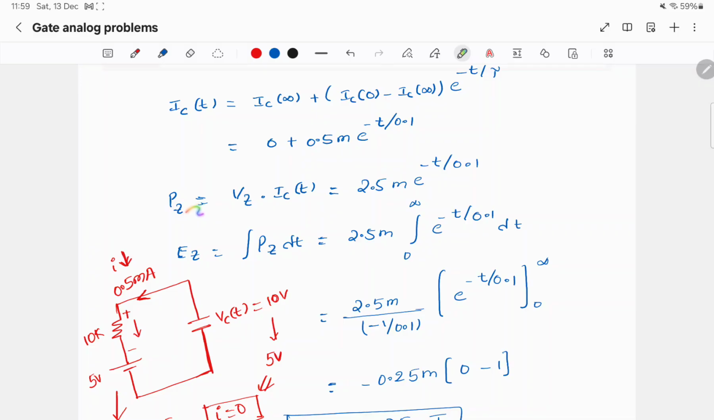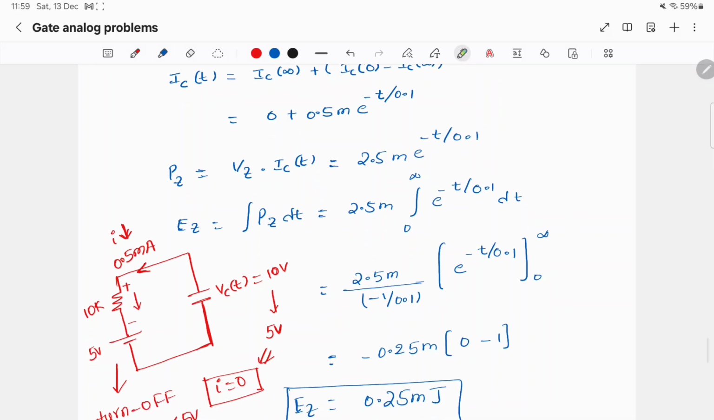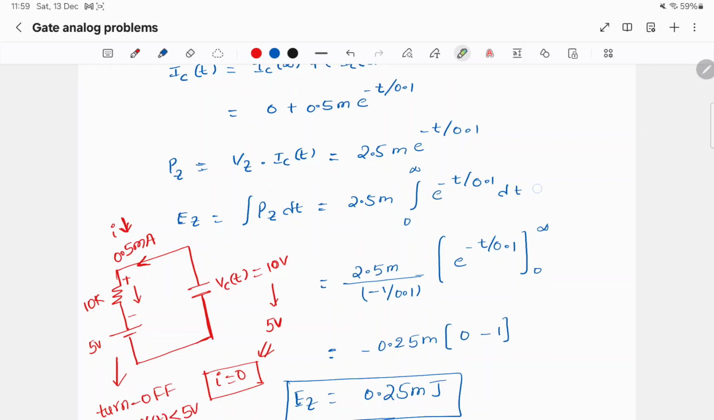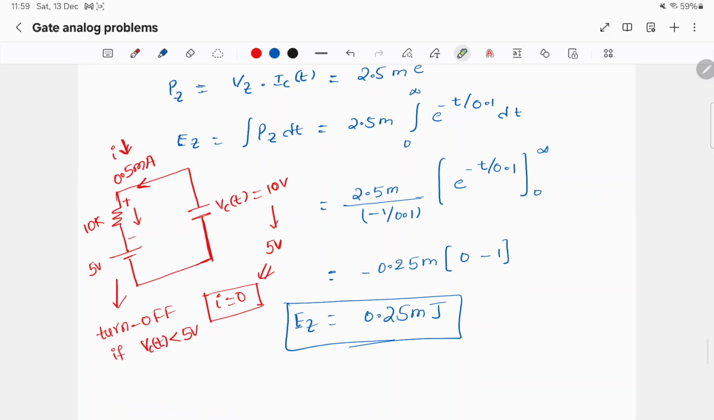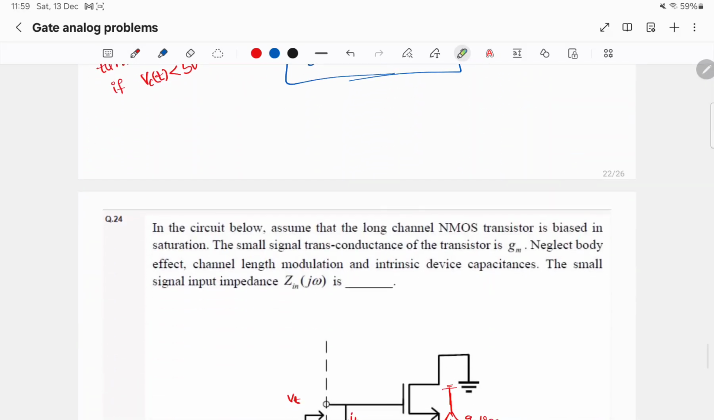The power across the zener diode is Vz into Iz of t, which is Ic of t. So it will come out to be 2.5 milli e power minus t by 0.1. Vz is 5 volts, 5 into 0.5, 2.5 milli. The energy dissipated is integral of power. So it will be 2.5 milli integral e power minus t by 0.1 dt. If we simplify this, it will come out to be 0.25 millijoules.